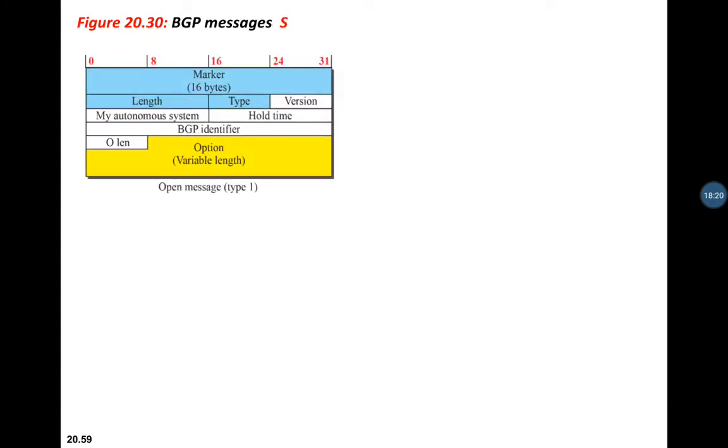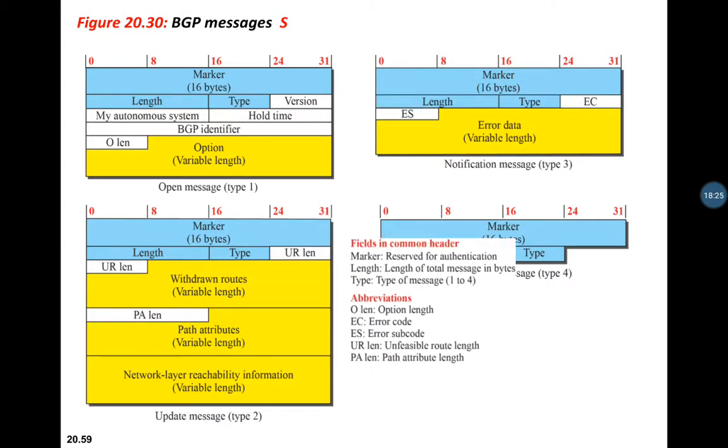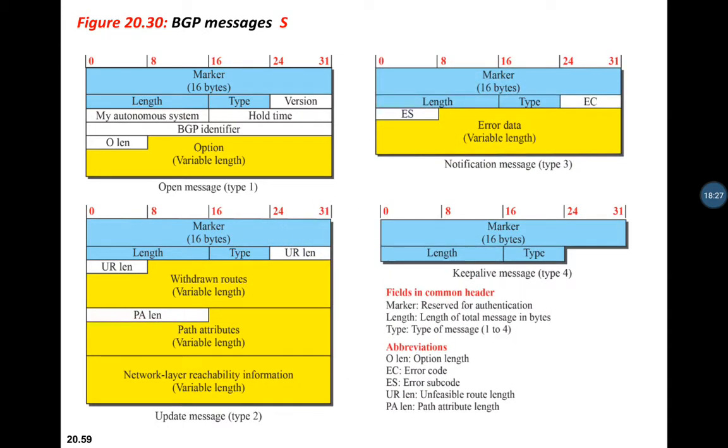Next, we have the border gateway protocol messages. There are 4 different types of messages. Border gateway protocol uses 4 types for the communication between the border gateway speakers across autonomous systems and inside the autonomous system. The same common header is used: open, update, keep alive and notification.